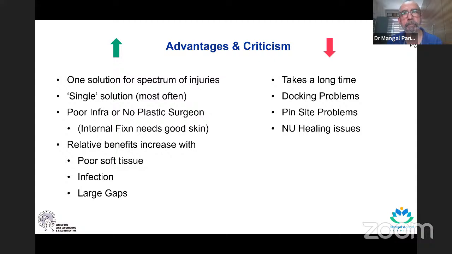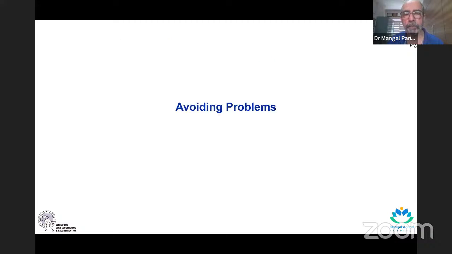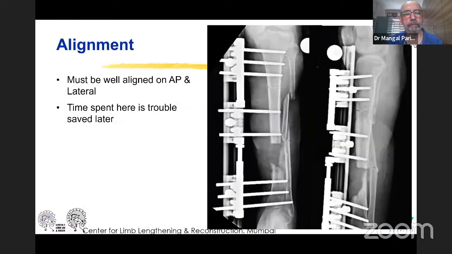Many a time, people tend to think that putting on an Elizarov fixator or an LRS fixator is a passport to success. No, if you don't put it on properly, if you don't monitor it properly, you're not going to have a good result. So how do I try and avoid problems? The first one is alignment.